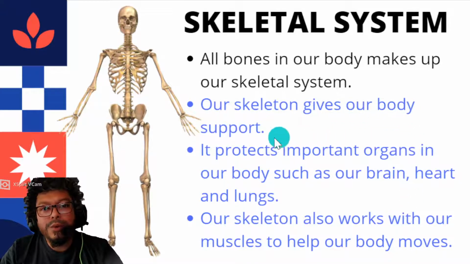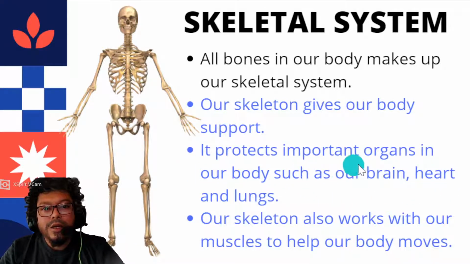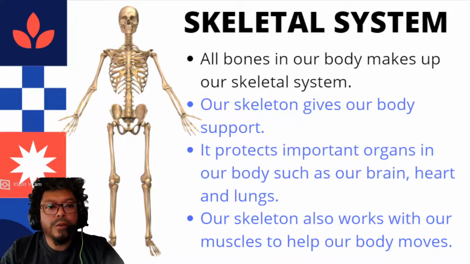Give our body support, protect important organs in our body such as our brain, heart, and lungs. Now, our brain is protected by this skull, and our heart and lungs are protected by the rib cage. So our skeleton also works with our muscles to help our body move. Without muscle and skeleton, we cannot move properly.